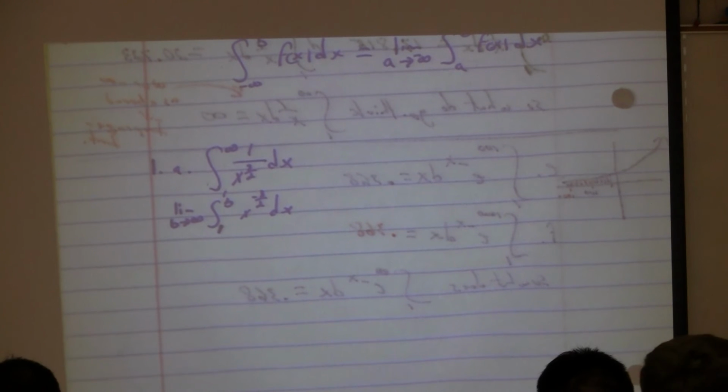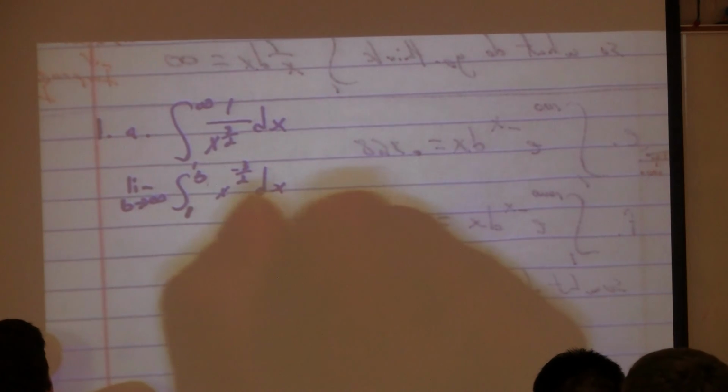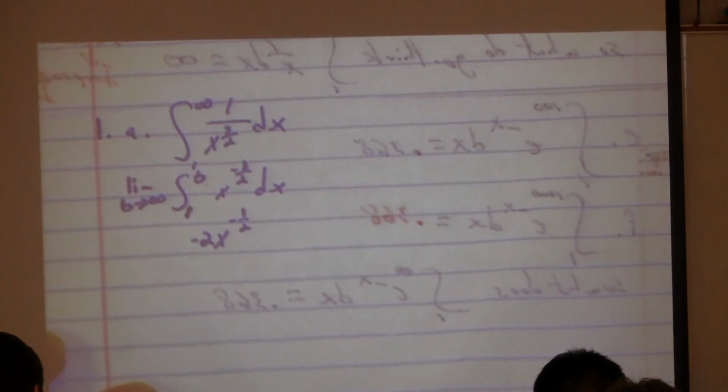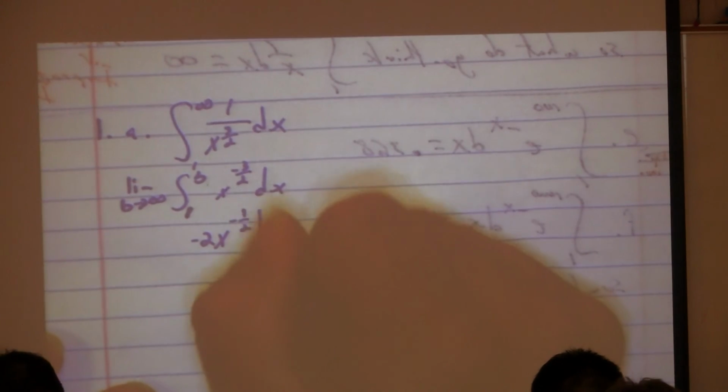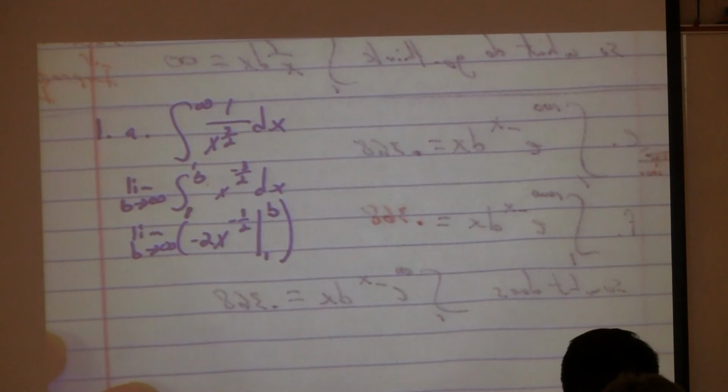Let's actually integrate it, because that's what we said we had to do first. So add 1 to the power: x to the negative 1 over 2, and then we multiply by the reciprocal, which is negative 2. We have to evaluate it from 1 to b, and then take the limit as b goes to infinity. So far so good?